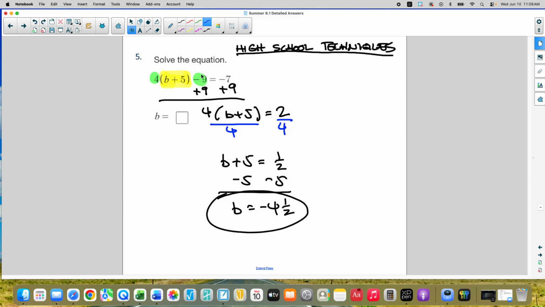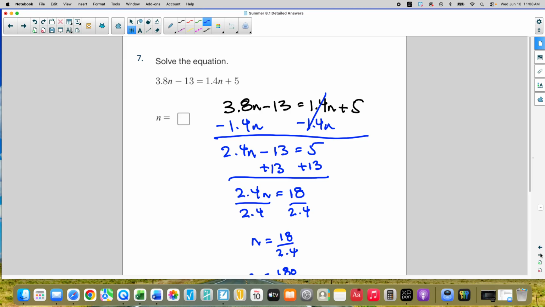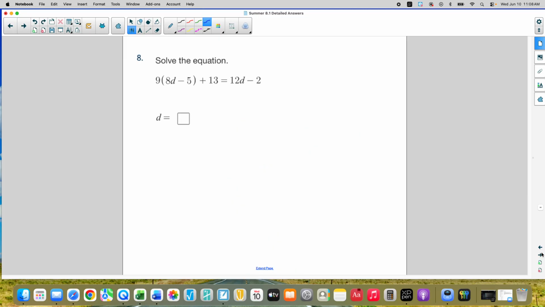Variable is on here, we could isolate it. In this situation, we can't move it around because we've got variables on both sides. So we're actually going to have to distribute this time around. It's going to be the most efficient way. 9 times 8d is 72d. 9 times negative 5 is negative 45. Plus 13 equals 12d minus 2.